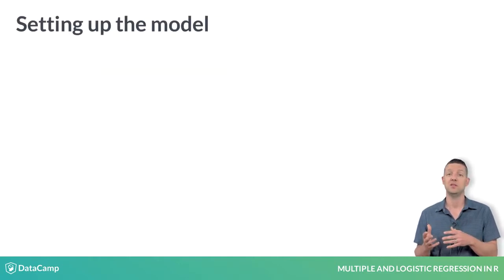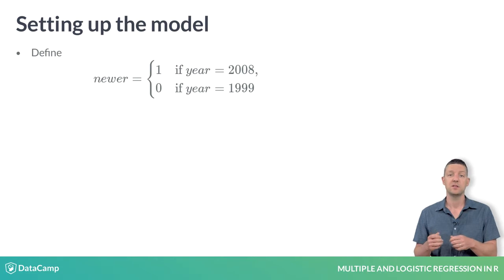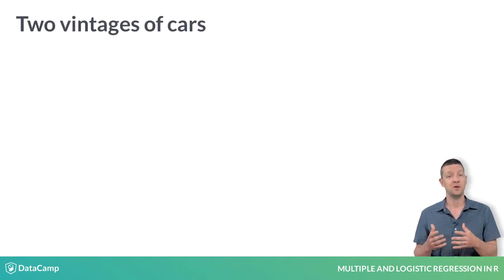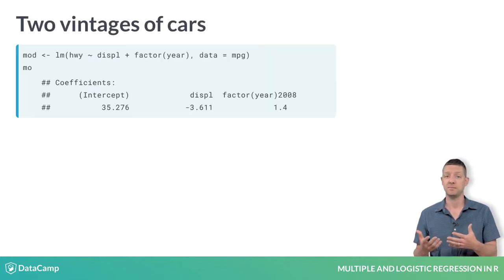We're going to make use of a little high school algebra to inform our understanding of the geometry of our model. First, since our categorical explanatory variable year only has two levels, we're going to define a binary variable called newer that takes on the value 1 for cars from 2008 and is 0 otherwise. Then we can express our model mathematically using this equation. We compute the fitted coefficients using lm.